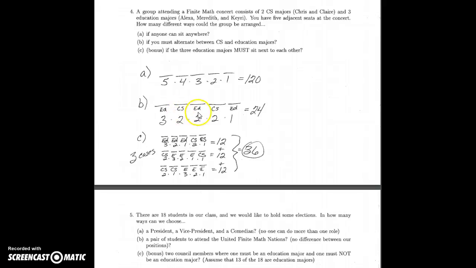Then 2 CS, 2 remaining education, and I just noticed a mistake here. This should really only be 1 CS major, correct? Because we already know that there's a CS major sitting here. So there's only 1 option here. So this would be a 1, and that would make 12. 3 times 2 times 2 times 1 times 1 would give us 12 here. So I'll change that on the PDF.